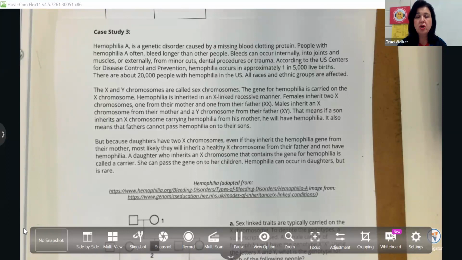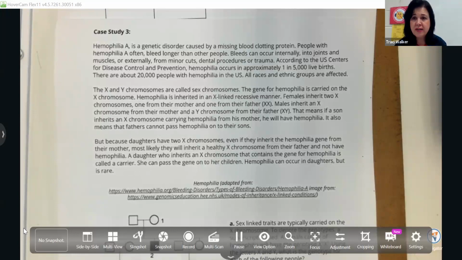The X and Y chromosomes are called sex chromosomes. The gene for hemophilia is carried on the X chromosome. Hemophilia is inherited in an X-linked recessive manner. So females inherit 2 X chromosomes, one from their mother and one from their father. Males inherit an X chromosome from their mother and a Y chromosome from their father. That means if a son inherits an X chromosome carrying hemophilia from his mother, he will have hemophilia. It also means that fathers cannot pass hemophilia on to their sons. Fathers give their sons a Y chromosome. So if a father has hemophilia, he will not give it to his sons.